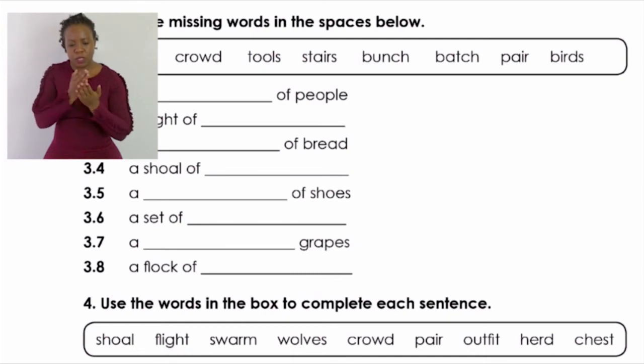The words are fish, crowd, tools, stairs, bunch, bench, pair, birds. The first one, a dash of people. We say a crowd of people. Boys and girls, that is fairly easy. You can proceed completing those phrases using the given words.